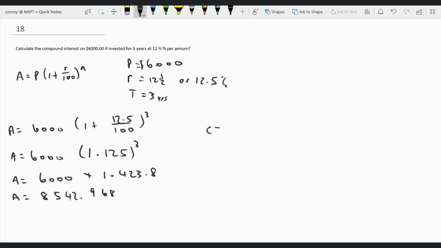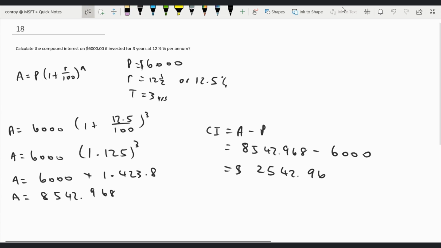We know our compound interest now is equal to A minus P, which is our amount minus the principal amount. So we would have 8,542.968 minus the principal amount of 6,000. And that compound interest will be equal to $2,542.96.